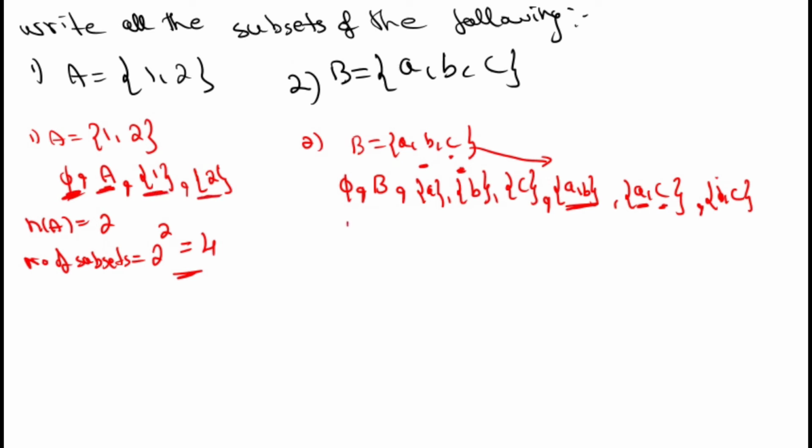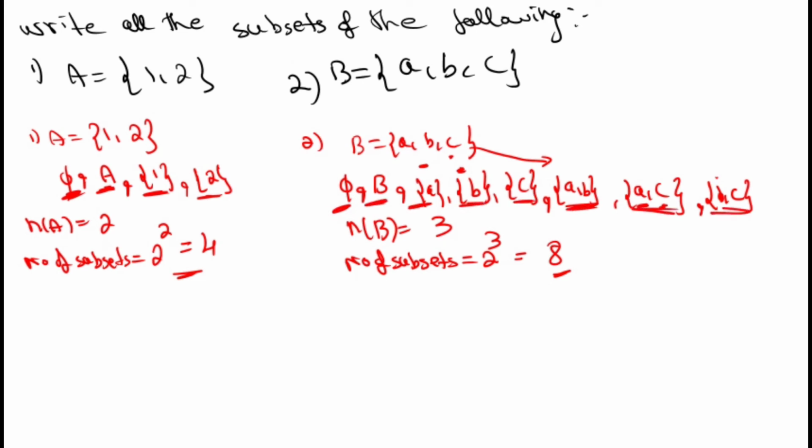Here see, n(B) is equal to how much? n(B) is equal to, 1, 2, 3 are there. Okay. n(B) is equal to 3. Then check the number of subsets. The number of subsets is equal to 2 to the power 3. We know 2 to the power 3 is equal to 8. 2 into 2 into 2, it's equal to 8, right? So the number of subsets is 1, 2, 3, 4, 5, 6, 7 and 8.